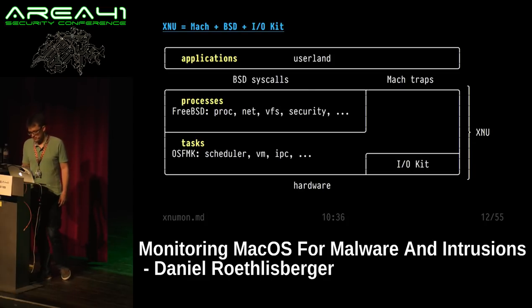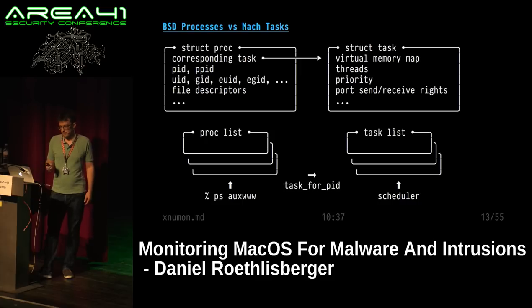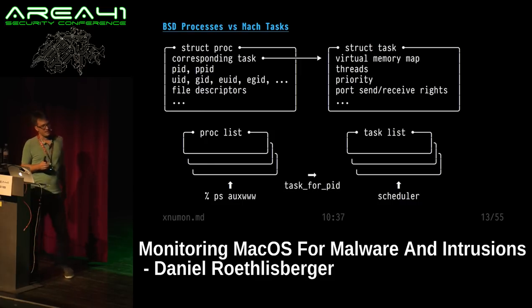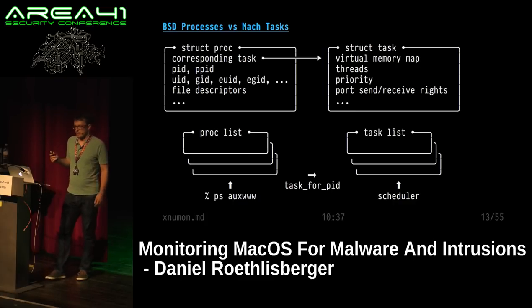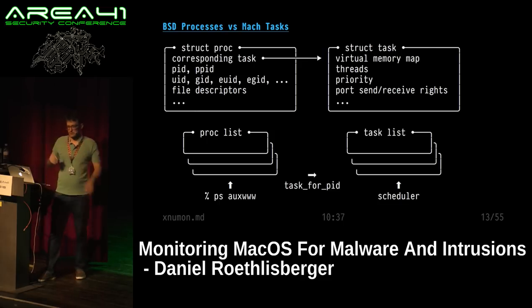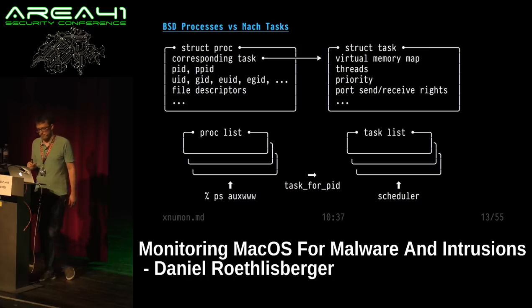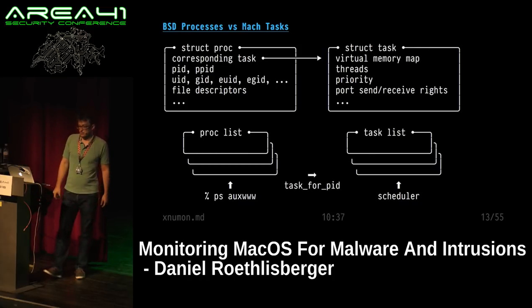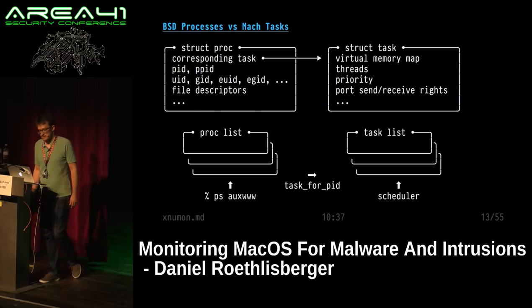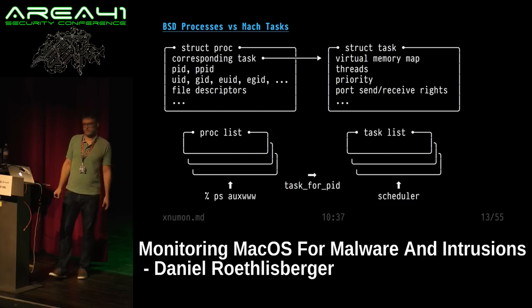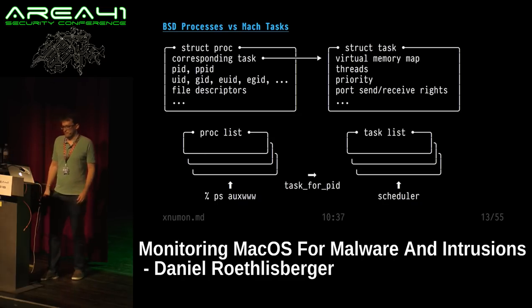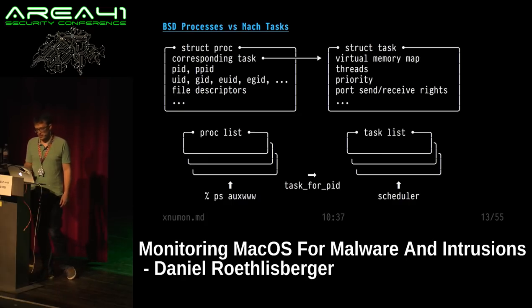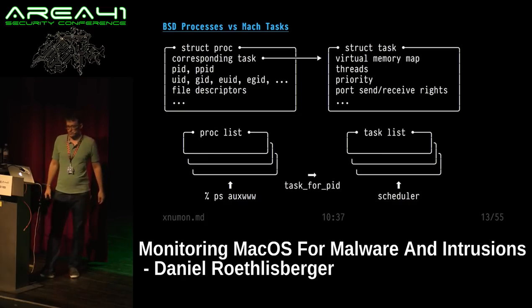But what we're most interested in are the actual processes. So luckily, there's a one-to-one relationship between BSD processes and Mach tasks. They're just kept in parallel in the kernel in different structures. When you, for example, use PS to query the list of processes, that information is taken out of the BSD part, the BSD bookkeeping of processes, whereas the scheduler that actually runs the code on the CPU uses the Mach task list to do its work.